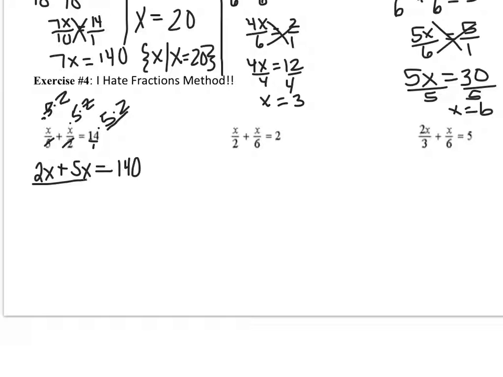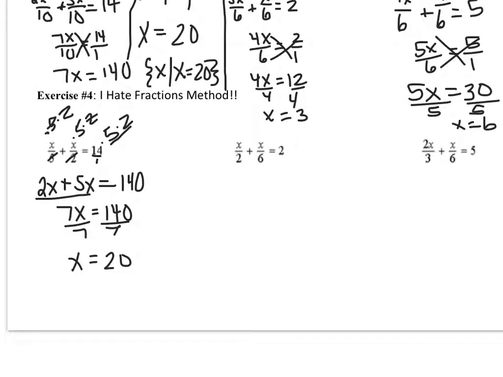Now we can combine like terms. We end up with 7x equals 140 because 2x plus 5x is 7x. Dividing by 7 on both sides, 140 divided by 7 is 20. And 20 is the same thing we got up here. We got x equals 20. Just used a different method of solving.